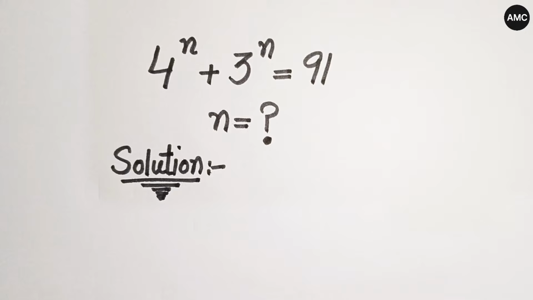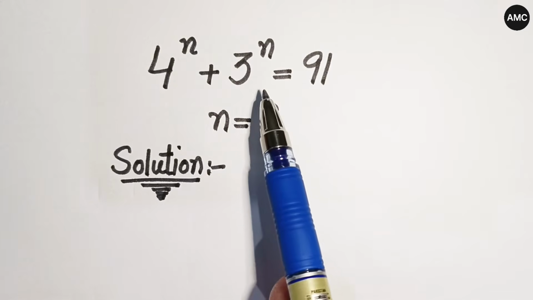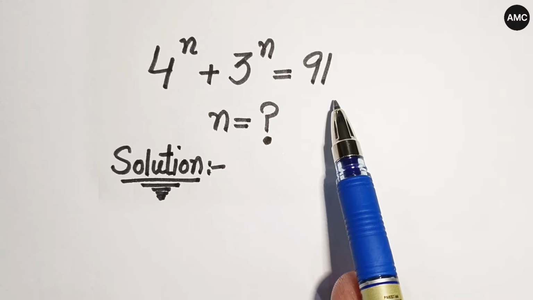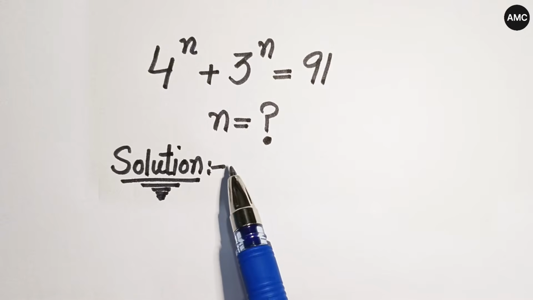Today we have a nice mathematics Olympiad problem: 4 to the power n plus 3 to the power n is equal to 91. Here we have to find the value of n.